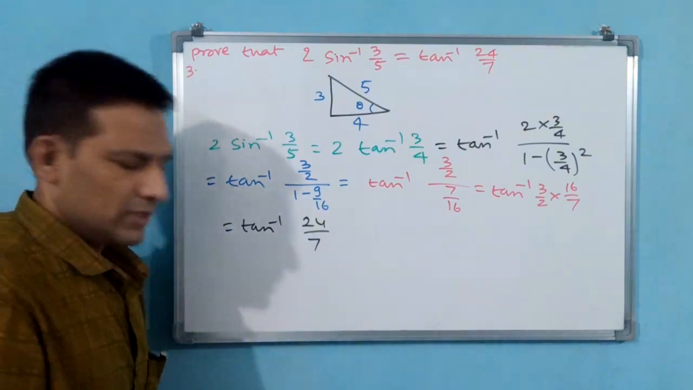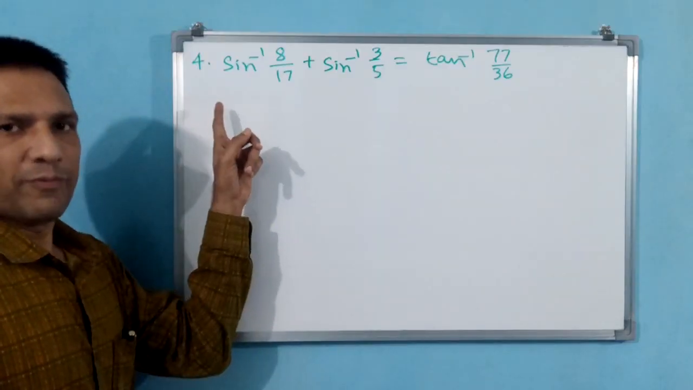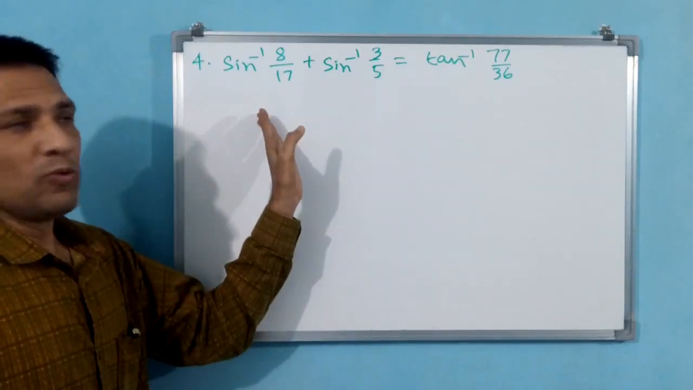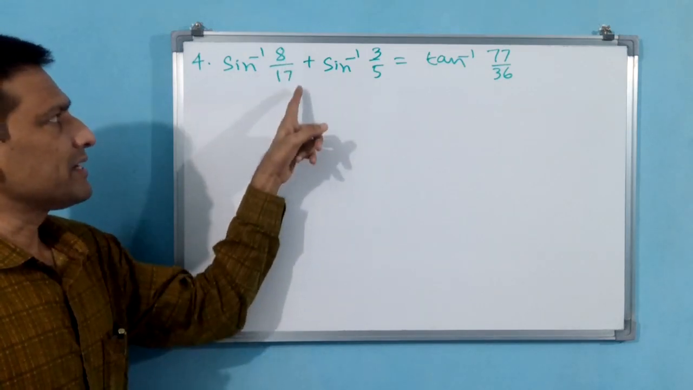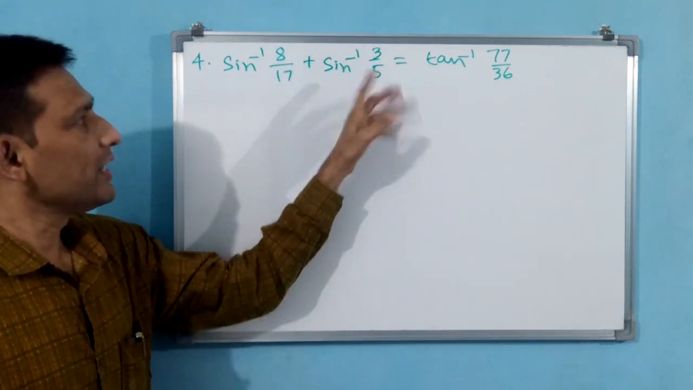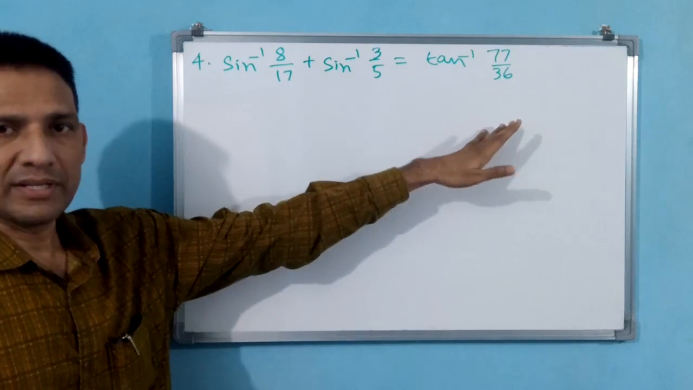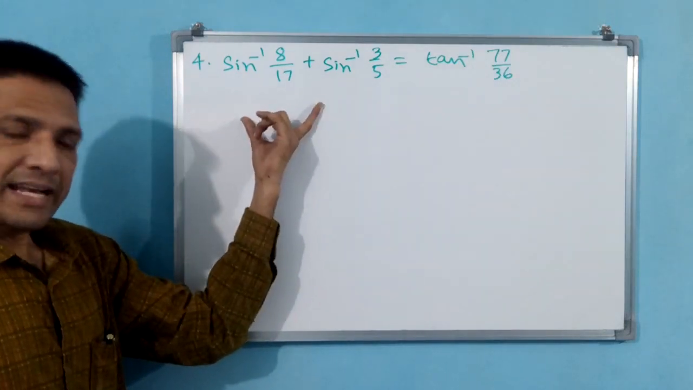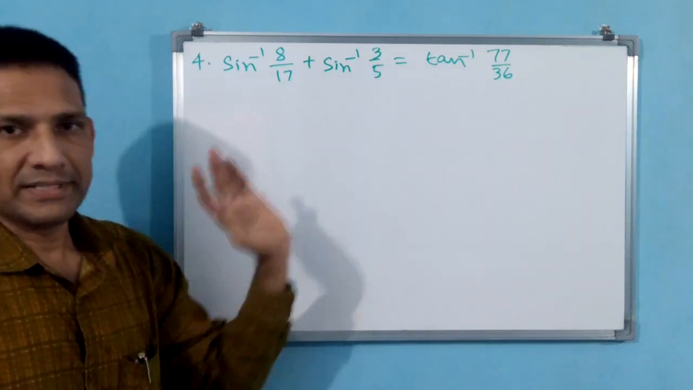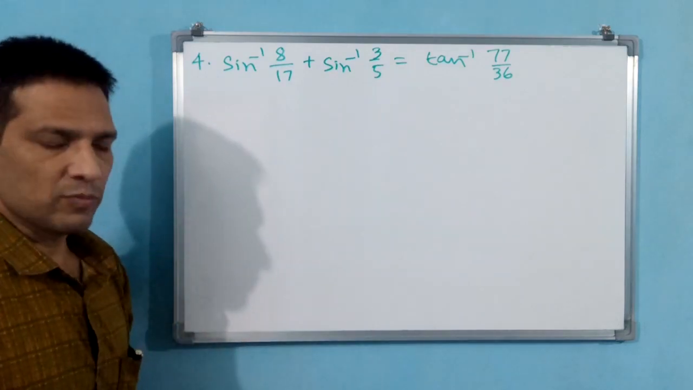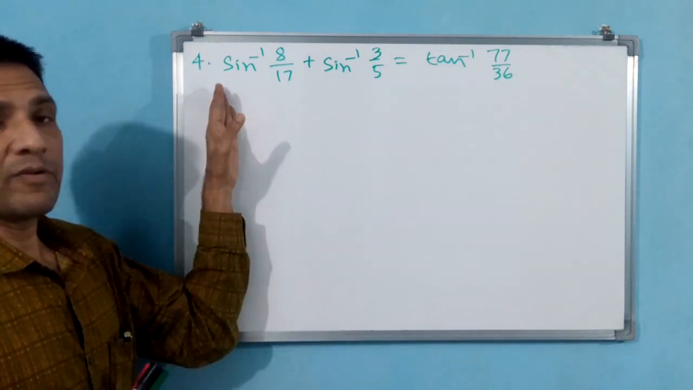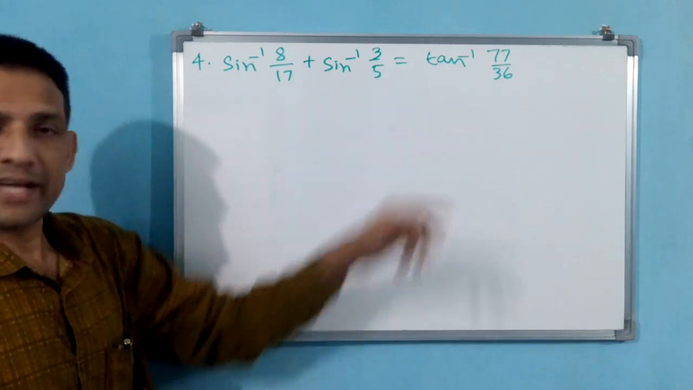Let us go for the fourth question. Okay, see the fourth question. We have to prove sin inverse 8 by 17 plus sin inverse 3 by 5 is equal to tan inverse 77 by 36. Let us take LHS and we will prove RHS. LHS is equal to RHS, like we have to prove. If you observe carefully here, sin is there, but here tan is there.